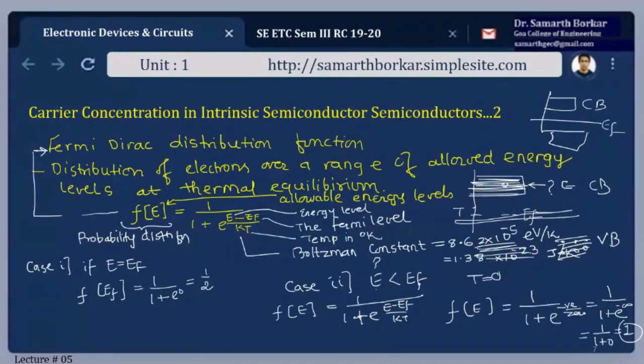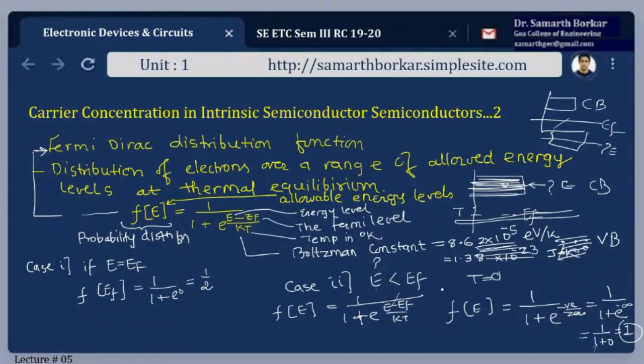This E is less than EF. That means there are no energy states in between. That means this E has to be somewhere in the valence band. Fine. So this is E. Now, what it says is whether there is an electron present on this line or not.